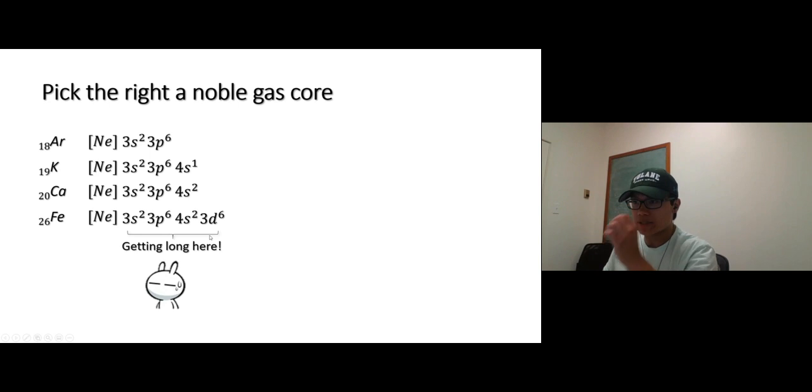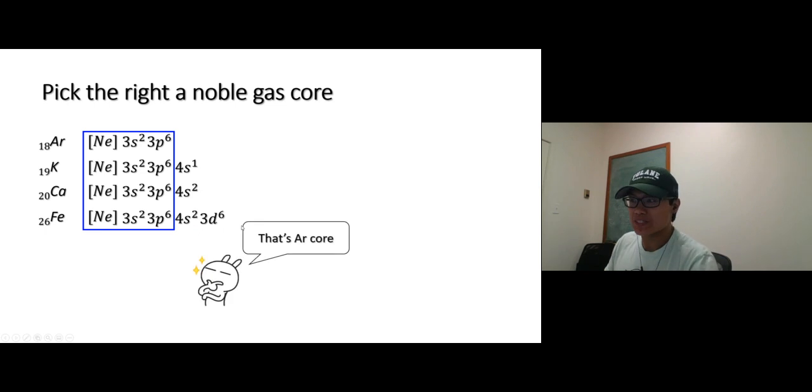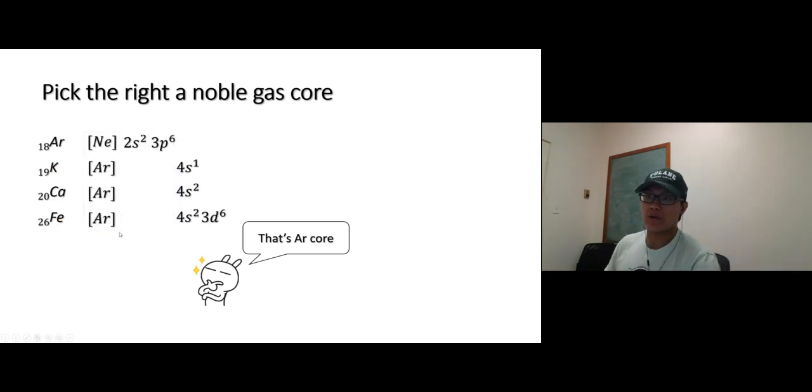But here's what you can see. For potassium, calcium, and so on, this looks just like the electron configuration of argon. See that? And we leave the valence electrons outside right here. That's the argon core. So instead of using neon for potassium and calcium, we use the argon core, and you get the valence electrons outside right here.